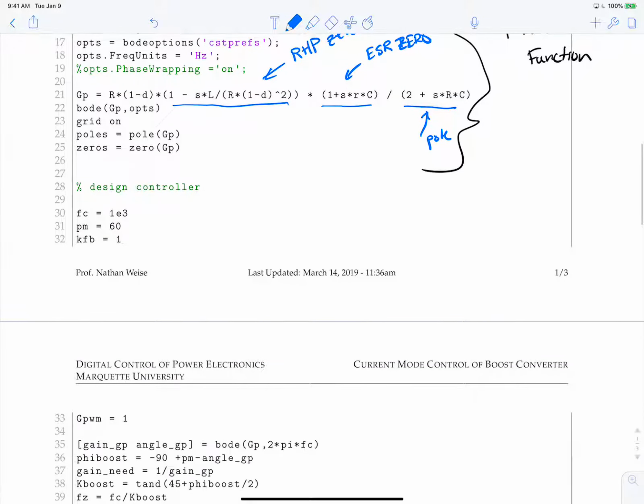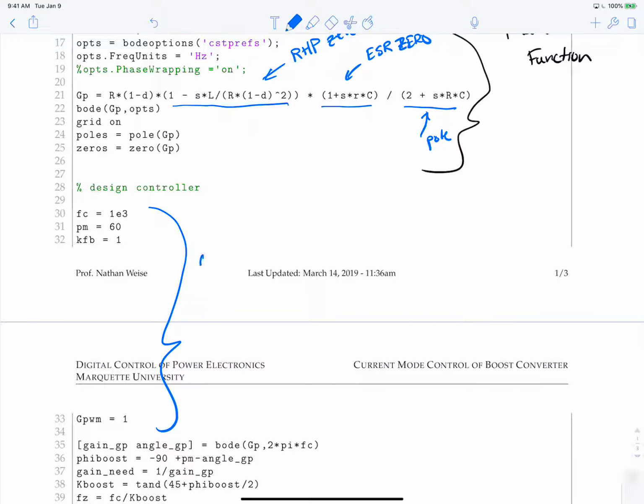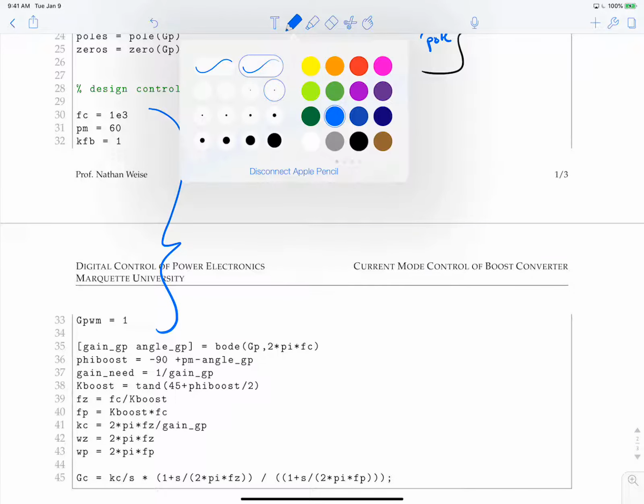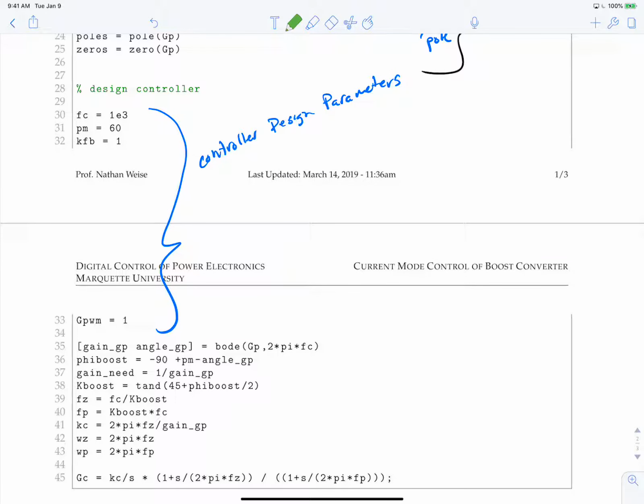Alright, so we're going to plot this in Bode and take a look at this. This is our controller design parameters here. So we're going to select our bandwidth or phase margin, and that will determine where the poles and zeros go. Now with current mode control, we use one pole, one zero, and one integrator. So our controller is going to look like line 45 here, which is our controller.